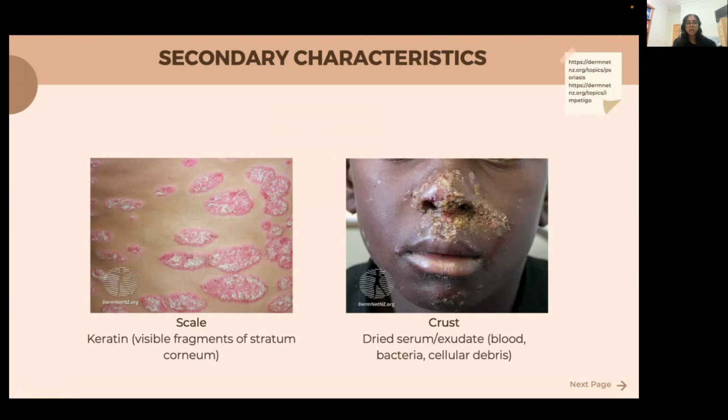Okay, so here's some images of scale versus crust. Here the scale, like we said, is visible fragments of the stratum corneum. Here we can see that the scale is quite white, so it's got this kind of white silvery color to it. And here we've got crust. This is a child with impetigo. We can see that it's a bit yellow, but it's also a bit red and pink as well. So that's probably from dried blood. So it depends what that exudate is.